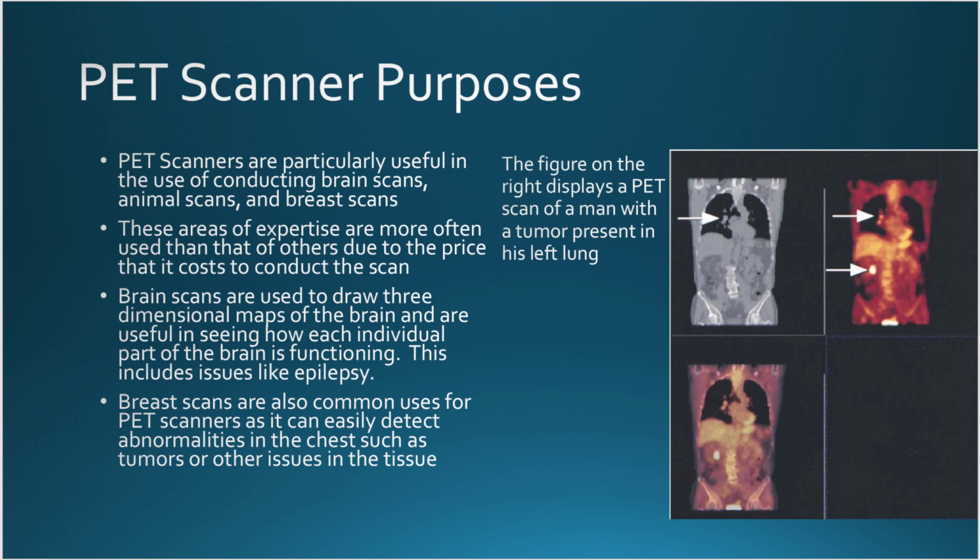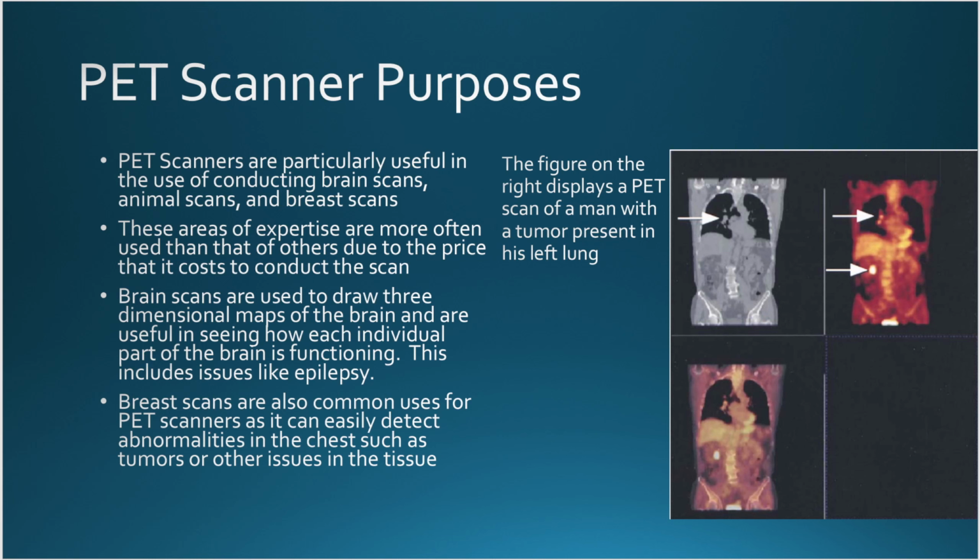So the brain scans are typically used to draw three-dimensional maps of the brain and are useful in seeing how individual parts of the brain are functioning. We can use this to then be able to see areas of the brain that cause things like epilepsy and see exactly what specific regions of the brain function and are doing abnormal activities to cause this. We can also use PET scans for breast scans so they can detect abnormalities in the chest such as tumors or anything like that that is tissue related.